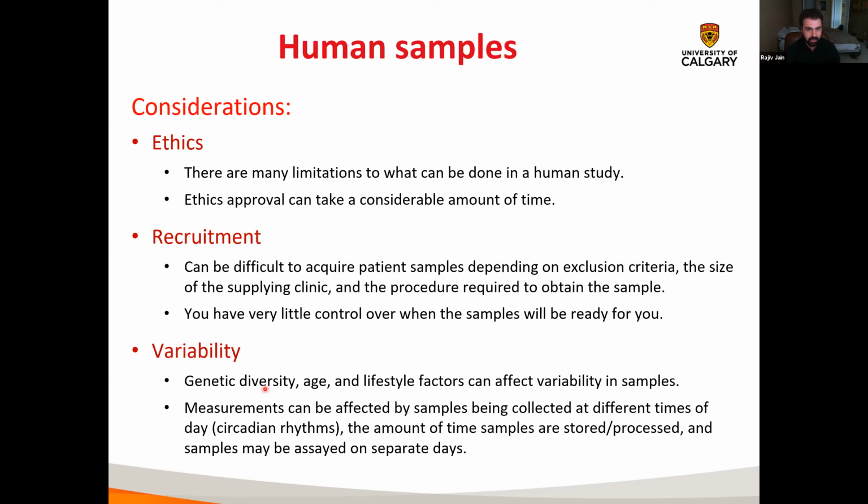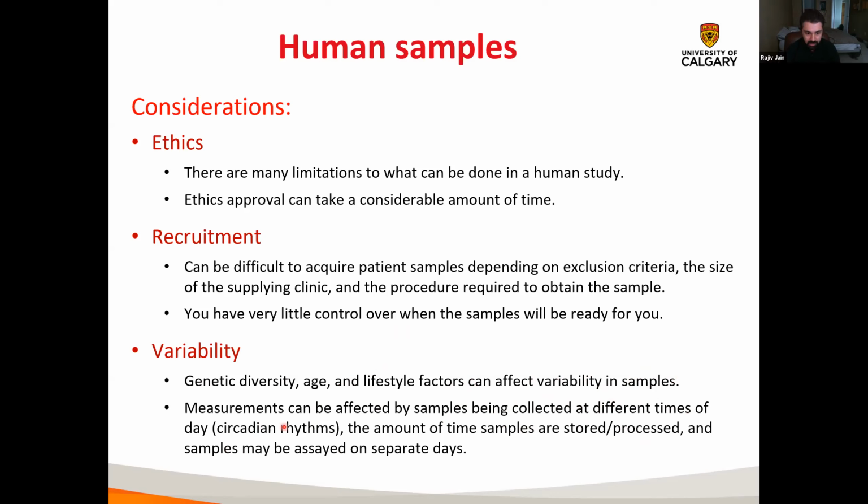Lastly, you should consider variability with human samples, because unlike mice, which are genetically all similar, the human population has huge diversity with respect to genetics. People coming in are going to be at different ages, and each individual is going to have different lifestyle factors that all contribute to the variability within your samples. Thus, you're probably going to need larger N numbers with human samples than you would with mouse samples.